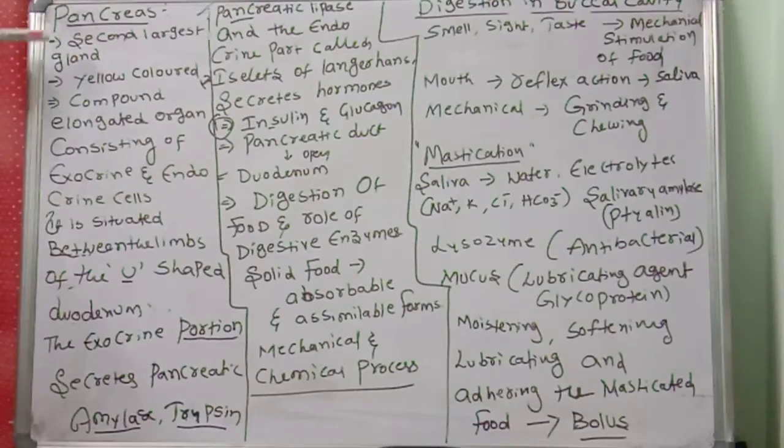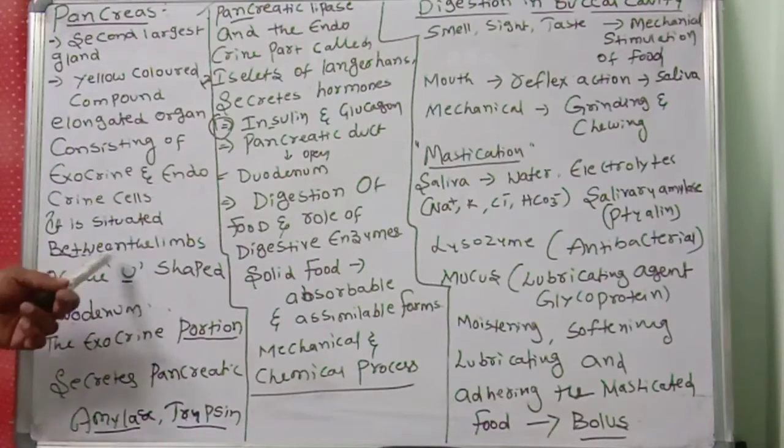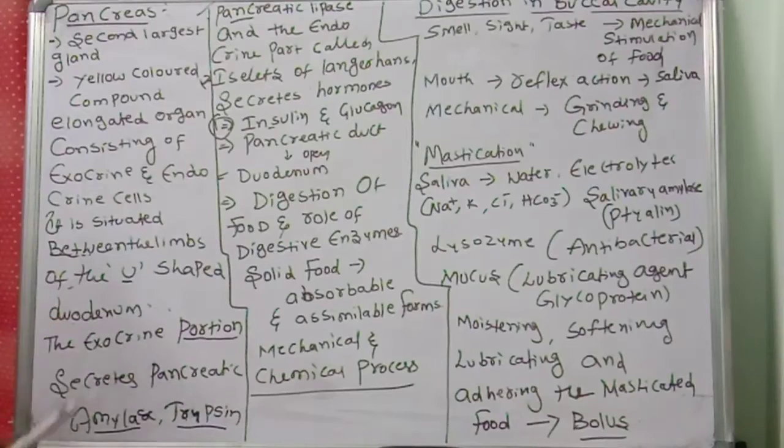Once again, children, the pancreas is the second largest gland. It's a mixed gland or heterocrine gland. Why? Because it contains endocrine and exocrine parts. It is a yellow colored compound elongated organ consisting of exocrine and endocrine cells. It is situated between the limbs of the U-shaped duodenum.